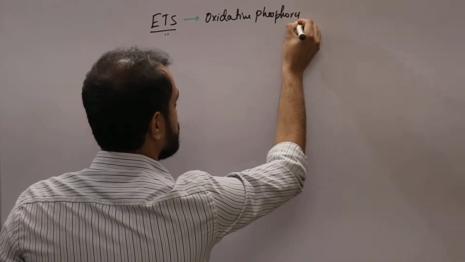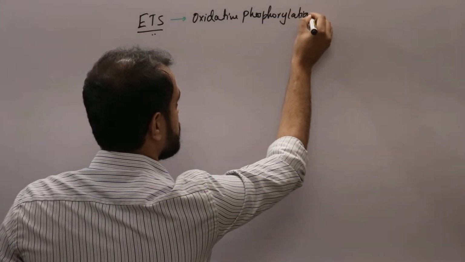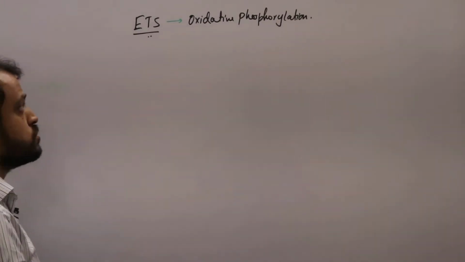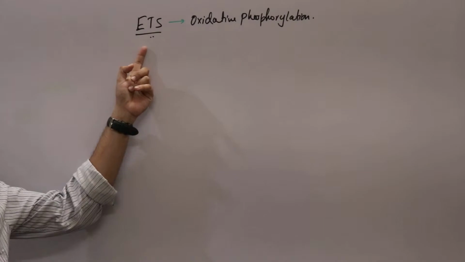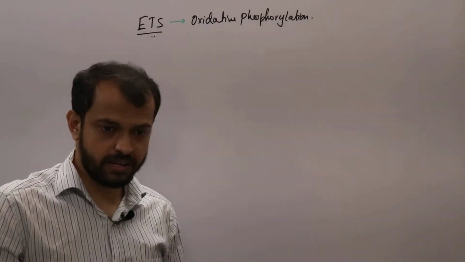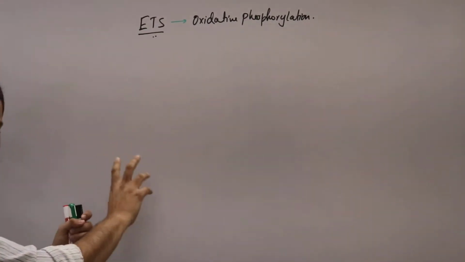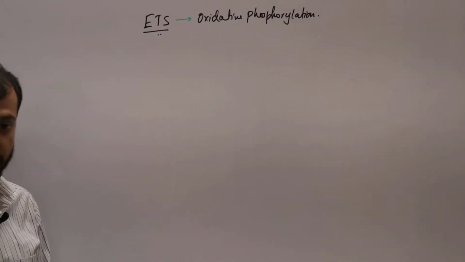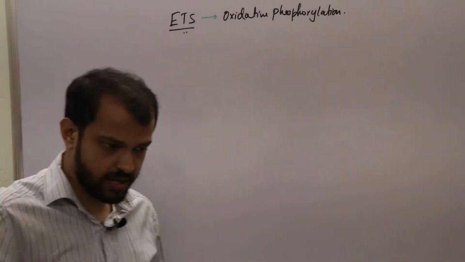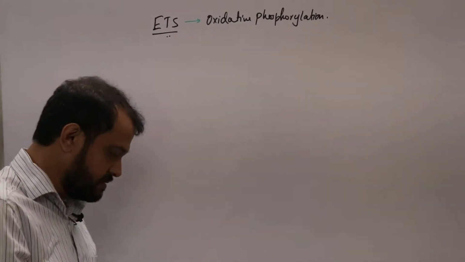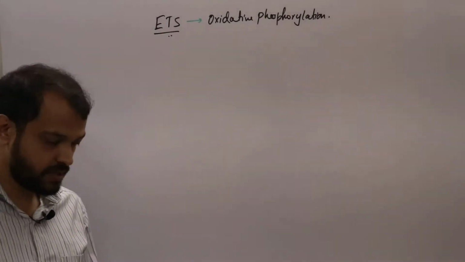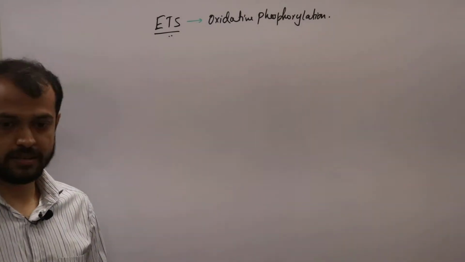Now, we should first of all define what is ETS. Before defining ETS, we should again understand where it is occurring, and then we will define it, and after that we will see how it is actually operating in the mitochondria.